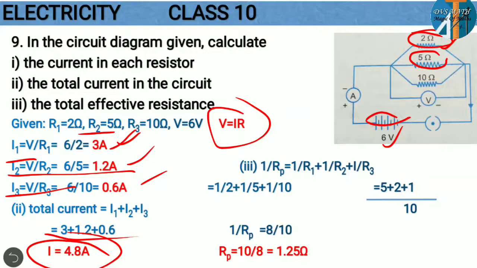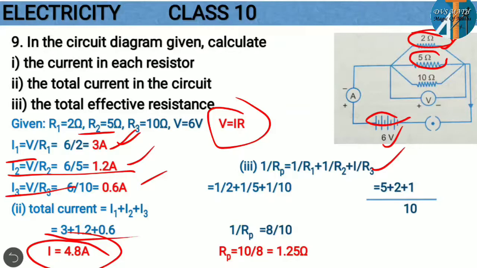Then what you have to find? The effective resistance, the total resistance. Observe all these resistors are connected in parallel, so you have to take the parallel formula: 1 by Rp is equal to 1 by R1 plus 1 by R2 plus 1 by R3, that is 1 by 2 plus 1 by 5 plus 1 by 10. If you take the LCM as 10, so 2 fives are 10, 5 twos are 10, 10 ones are 10. So 5 plus 2 plus 1, that is 8 by 10. You want the value of Rp, so we are changing the denominator and numerator: 10 by 8. If you divide 10 by 8, you will get 1.25 ohm.